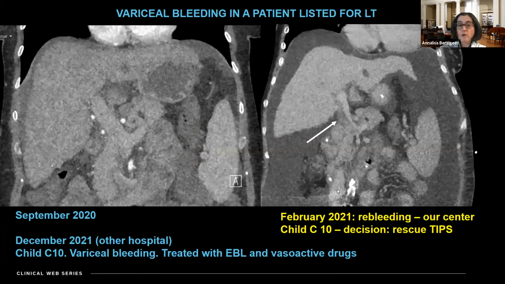And this is an example of a patient who was admitted to our ward, unfortunately, after a first episode of variceal bleeding in December of the year before, so of 2020, not 2021, sorry, there is an error. The patient was listed already for transplantation at our center because of a very severe PBC cirrhosis. And at the time of the first variceal bleeding, she was not treated with early TIPS, which she should have been, in my view, because she was at another center.